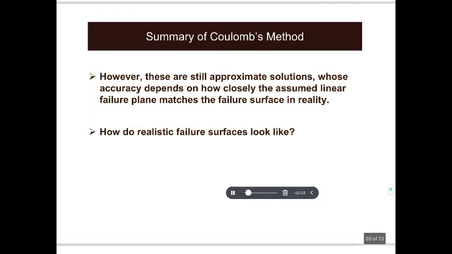The Coulomb method can solve for a non-vertical rough wall and also problems with a sloping backfill. However, the solutions are approximate and the accuracy depends much on the assumed linear failure plane, whether it matches the actual failure surface. What does a realistic failure surface look like? Is it planar, curved, or a combination of both?